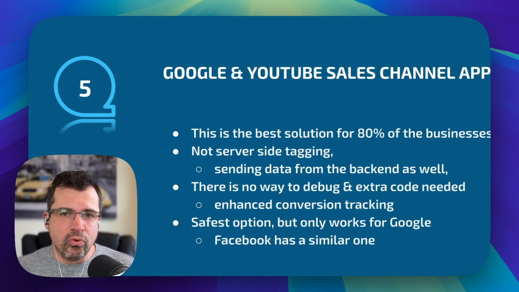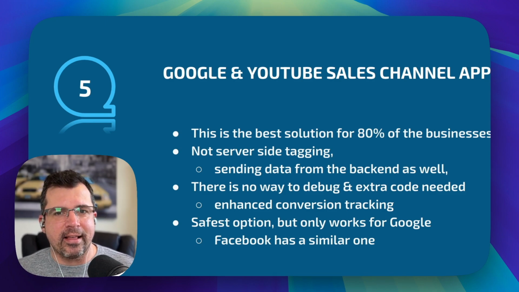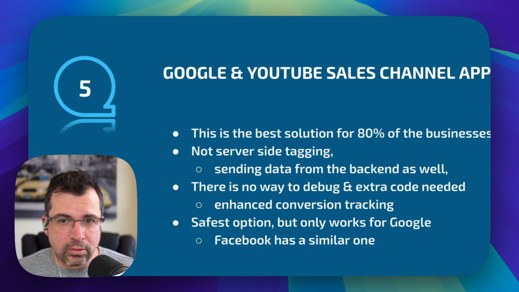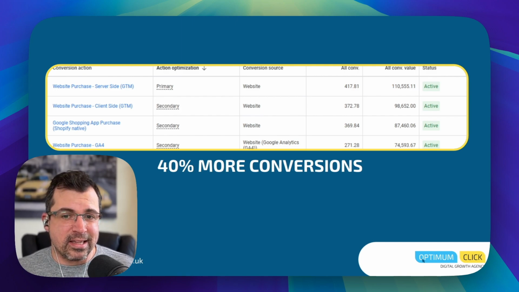Number 5, Google and YouTube Sales Channel app. This is the optimal solution for 80% of businesses because it's robust and uses both web and server tracking. While it's not server-side tagging, it sends data from the backend as well, including recurring purchases. There is no way to debug, and extra code is needed for enhanced conversion tracking. That's the only step that requires technical knowledge. Otherwise, it's the safest option. And as you can see, it's not too bad. Obviously, it's not as good as the other methods.